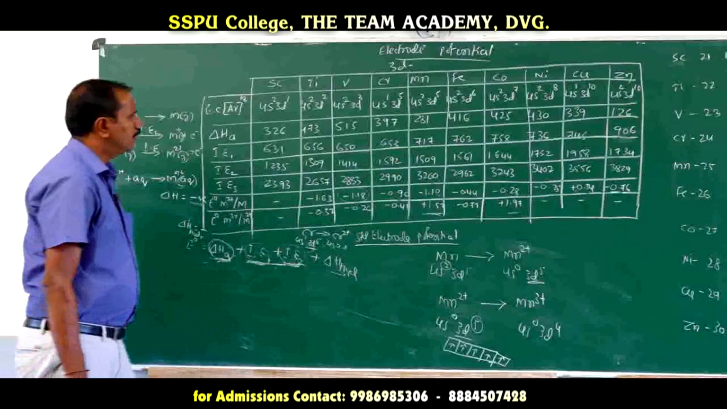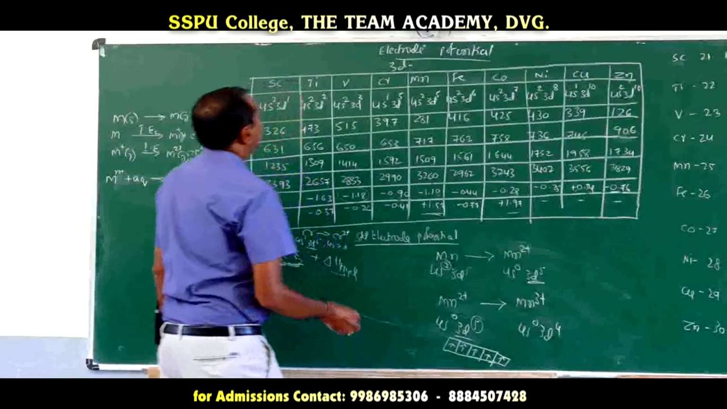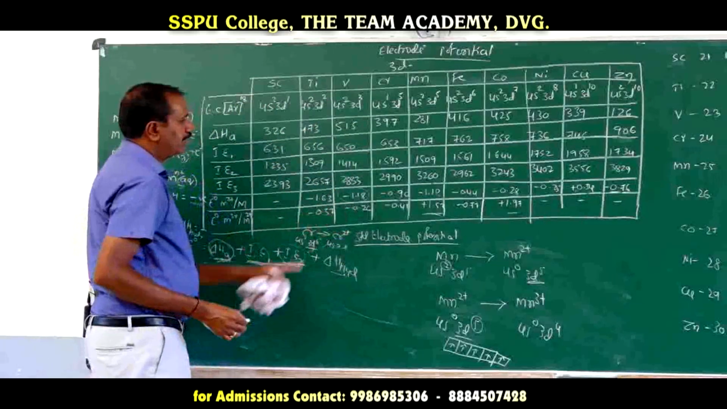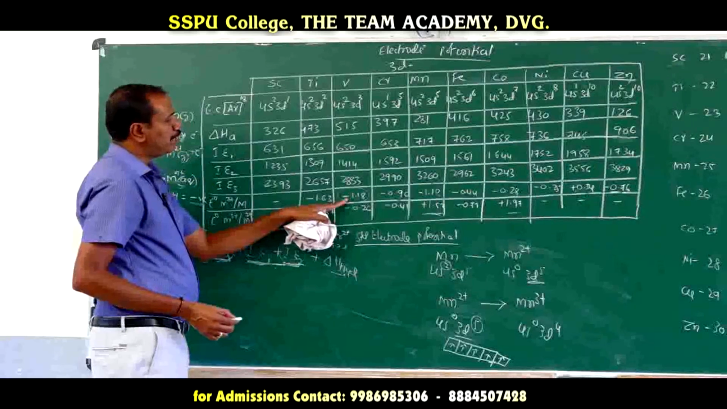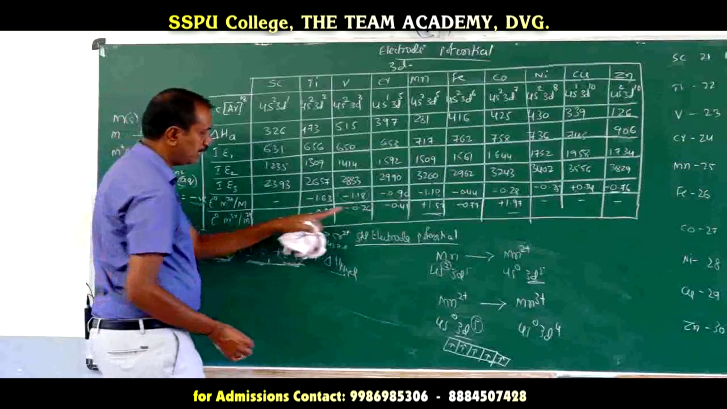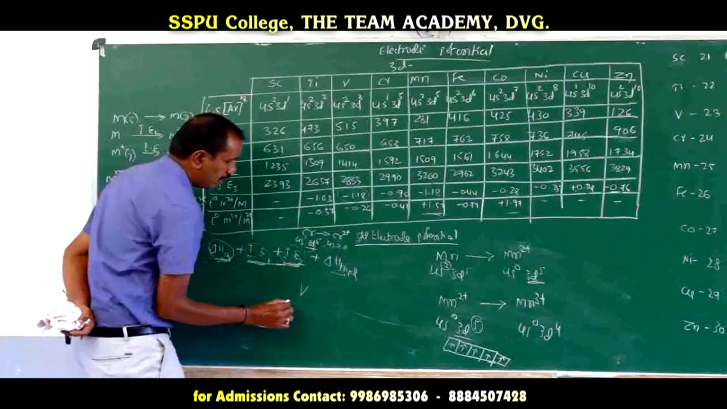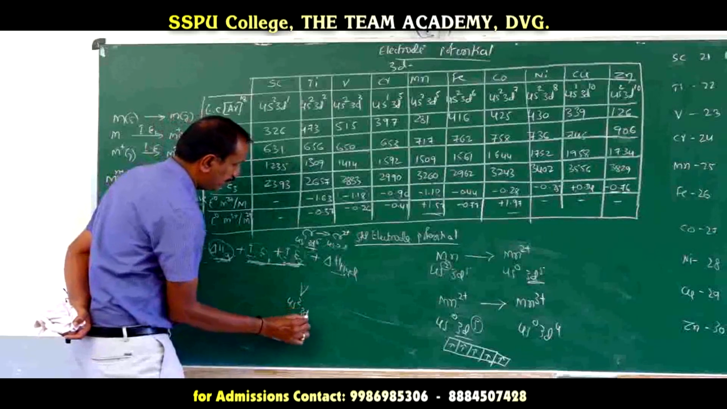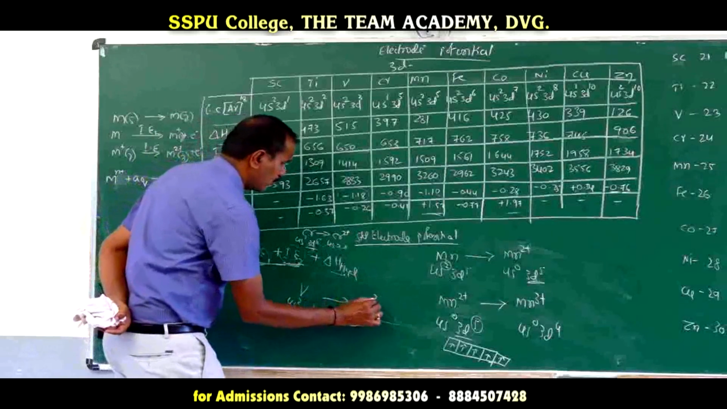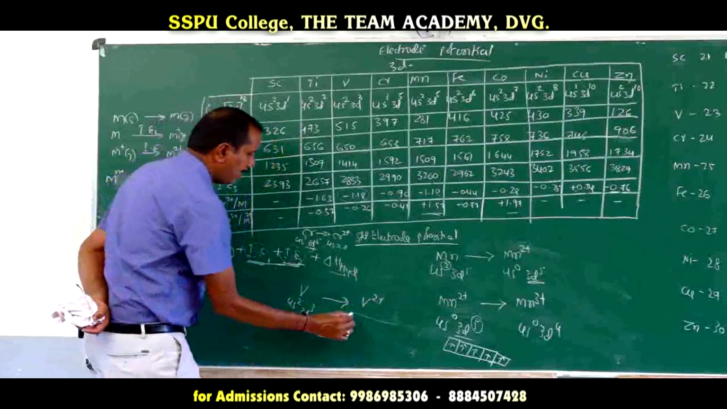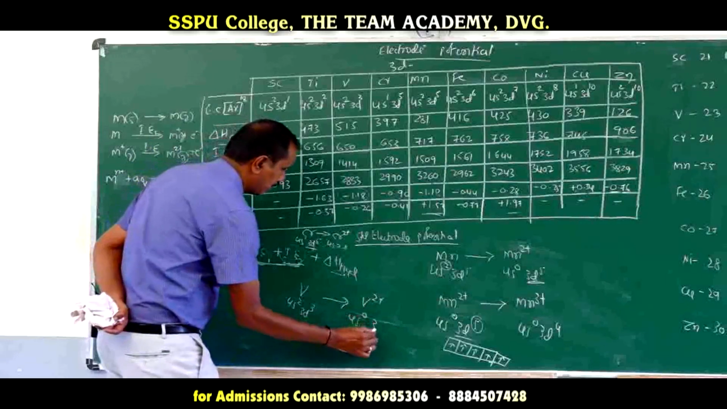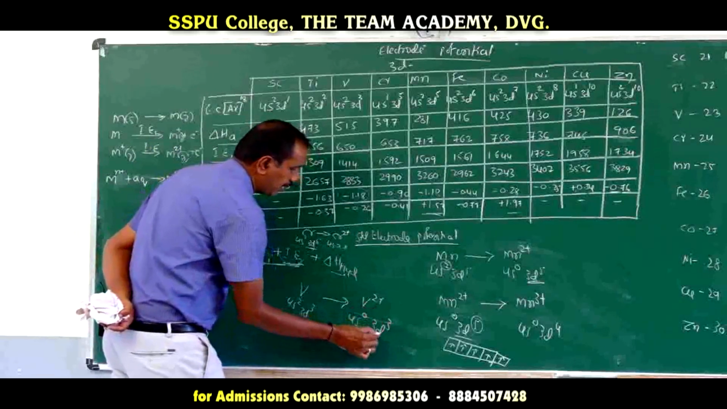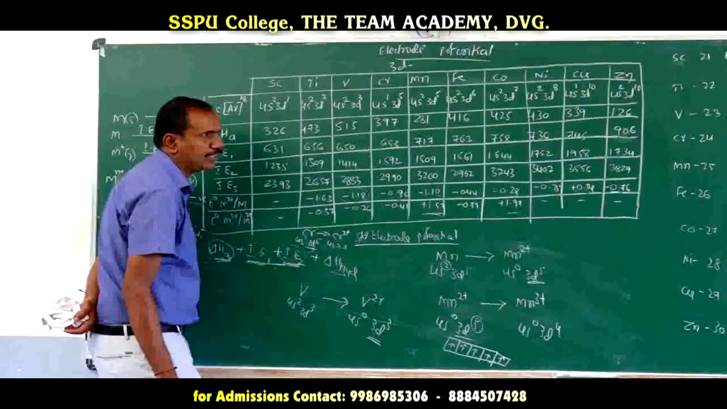Okay. Then you compare this in the case of vanadium. The negative value for M becoming M2+ is expected to be more, but it is less. The reason is that vanadium has the configuration 4s2 3d3. It becomes V2+ by losing 2 electrons from 4s to attain a more stable configuration, that is the d3 configuration.